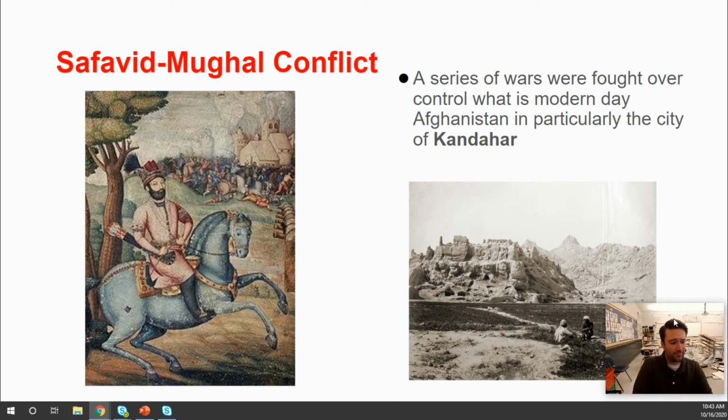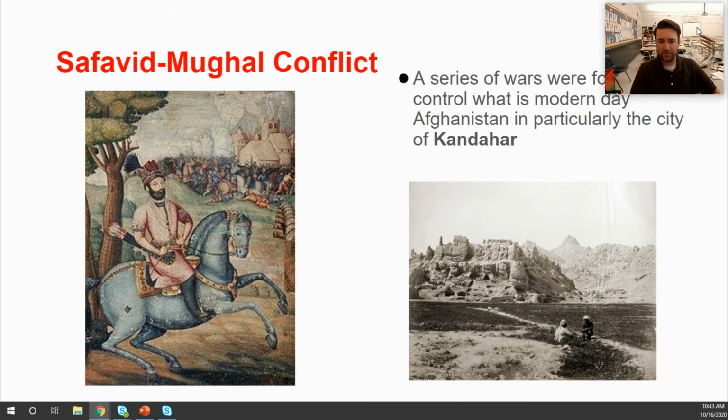The Safavids are Shiite. I don't know how much of a role it played in this conflict, but from what I understand, it's mostly over control of trade routes, in particular the city of Kandahar, which is a major city and marketplace for trade. And so, once again, trade plays a huge role in influencing the world itself.